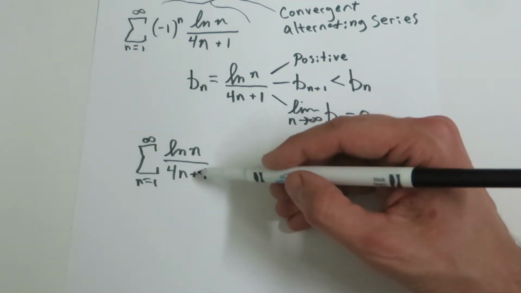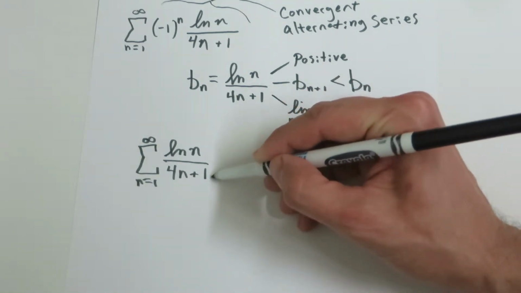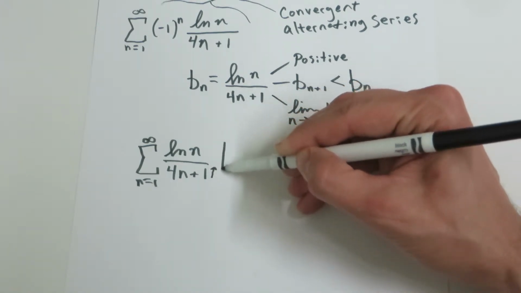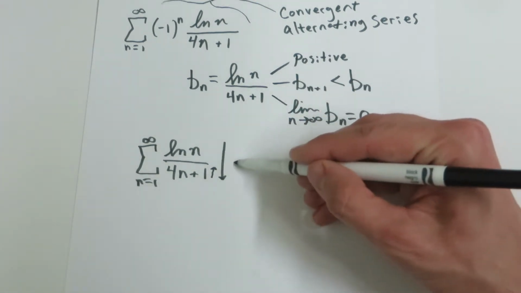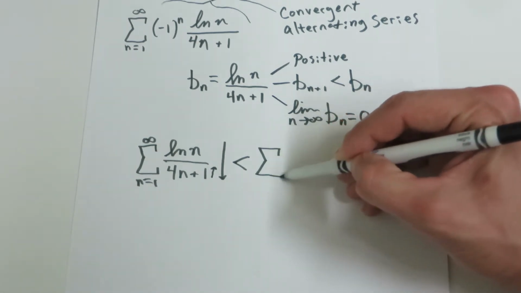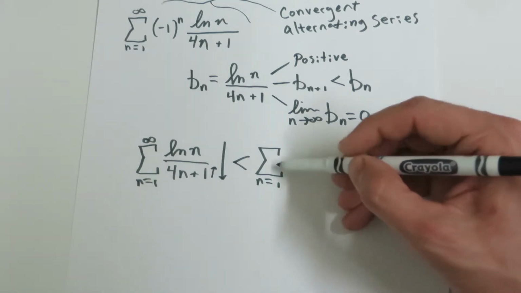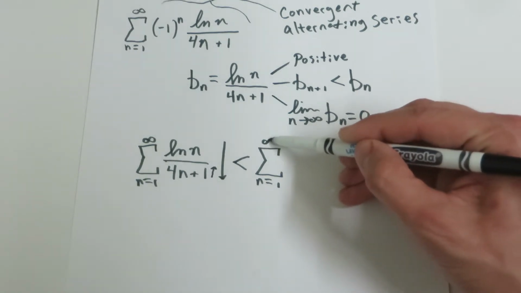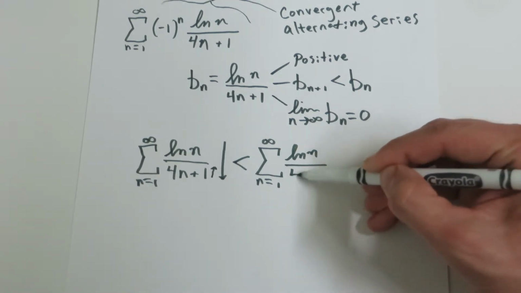Well, because we've added 1 here, the denominator has increased. So that means the value of the whole expression decreases when we add that 1. And this series is going to be less than the outcome of this series, which would be the series from n equals 1 to infinity of just ln of n over 4n.